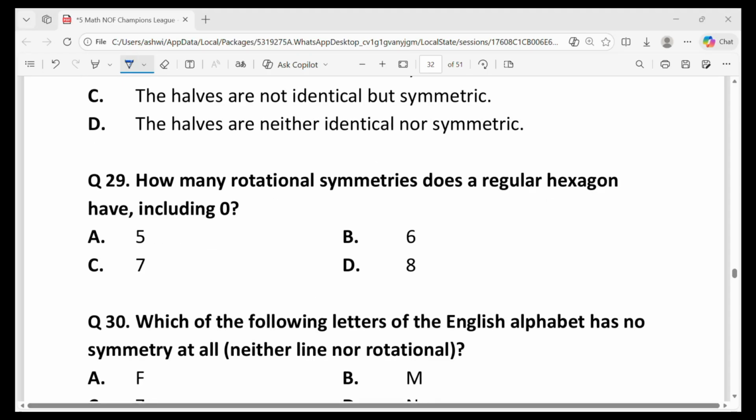Question 29. How many rotational symmetries does a regular hexagon have, including 0? The regular hexagon has 6 rotational symmetries. The angles of rotation are 0 degrees, 60 degrees, 120 degrees, 180 degrees, 240 degrees, 300 degrees, and 360 degrees. So the answer is C, 7.